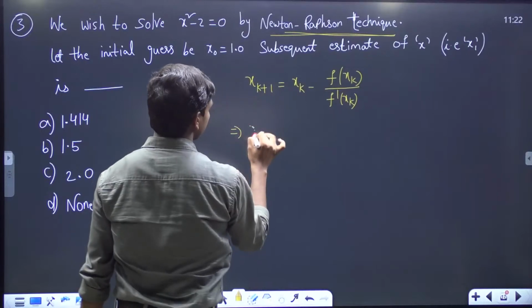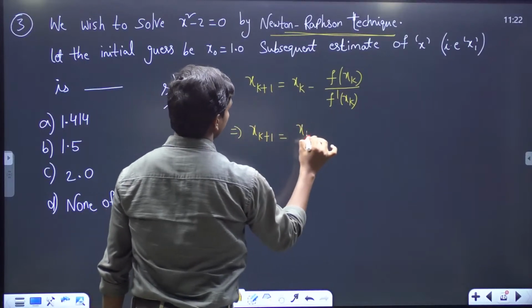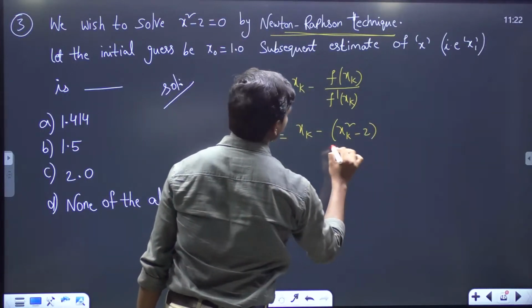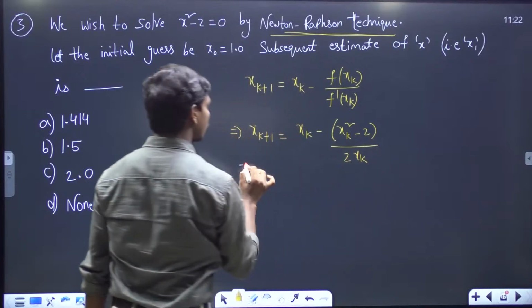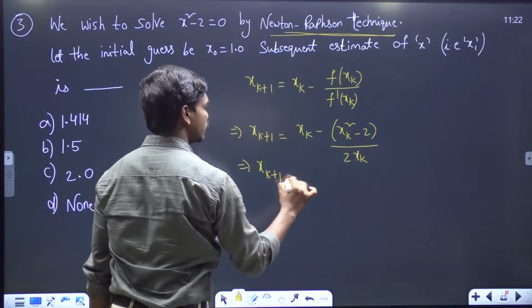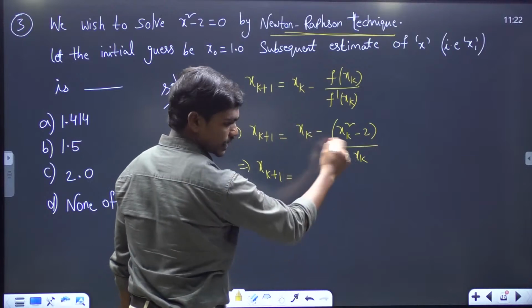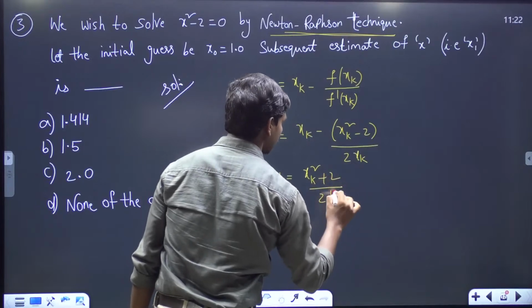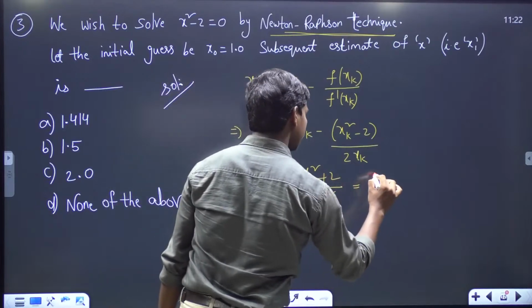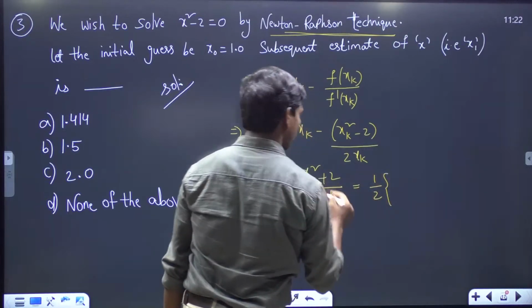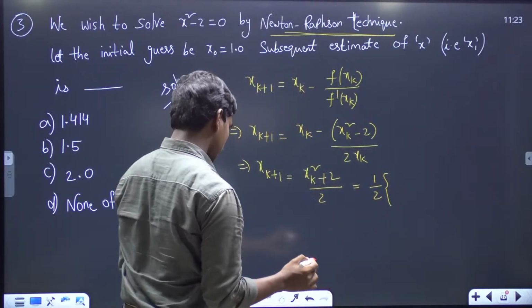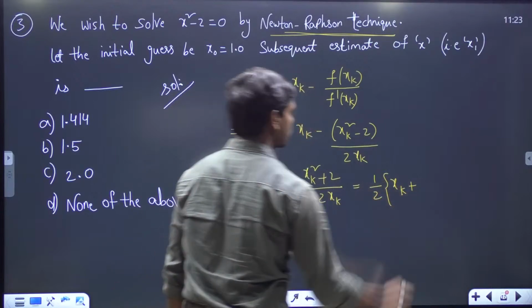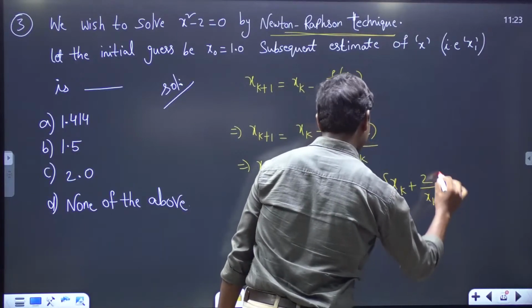So xk plus 1 is equal to xk minus, for f of xk, we have xk square minus 2, divided by 2xk. If you simplify a bit, xk plus 1 is equal to (2xk square minus xk square plus 2) divided by 2xk. This is what we have. If you write it a bit more neatly, you can take 1 by 2 common, and this is xk, sorry. So 1 by 2 into xk plus 2 by xk. This is what you will have.